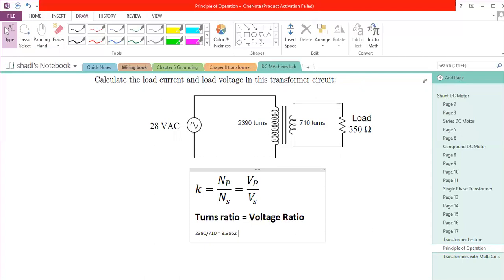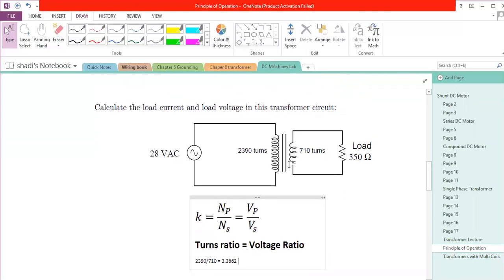And as you can see, later on we will talk about it more, if the turns ratio is more than one, then we conclude that this transformer is a step-down transformer. If the turns ratio is less than one, between 0 and 1, a fraction, then it means that this is a step-up transformer. So in this case, the turns ratio is 3.366, so we conclude that this transformer works as a step-down transformer. Now, the question is, calculate the load current and the load voltage in this transformer circuit.